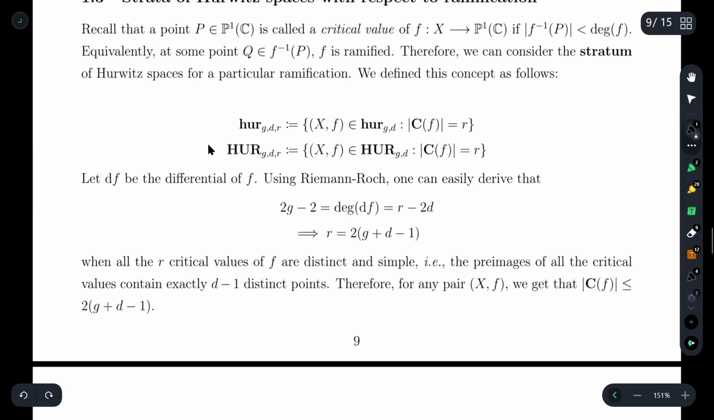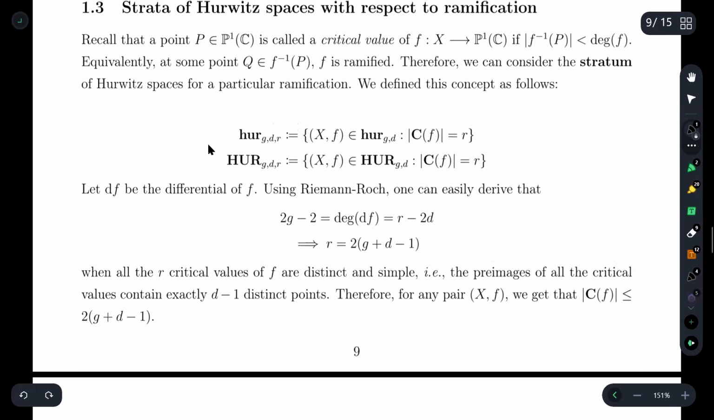So in Belyi theory, we are only concerned with r equal to 3. We are only considering cases where there are 3 ramification points, 3 critical values.